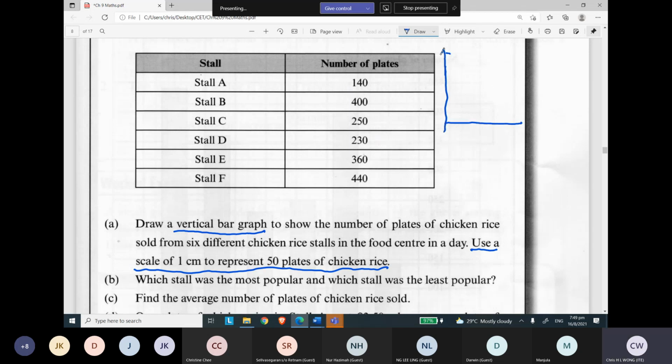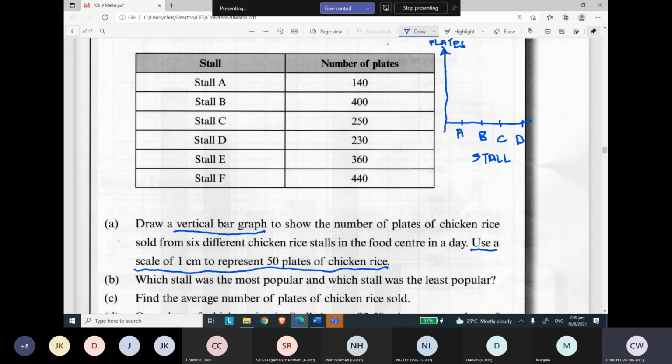Okay. This one will be store A. You can just put A, B, C, D, vertical bar chart. So here you can put the word store. So store A, store B, store C, store D. Since I want the vertical bar chart, you can put the word plates here. Plates.